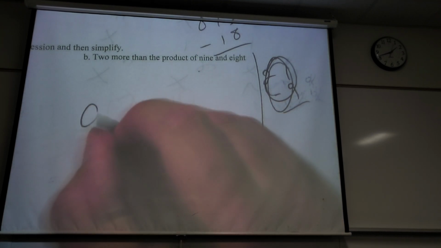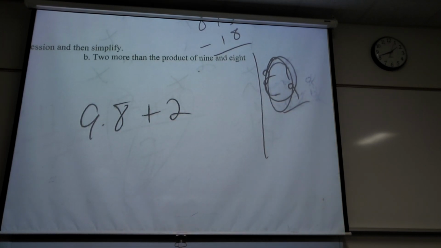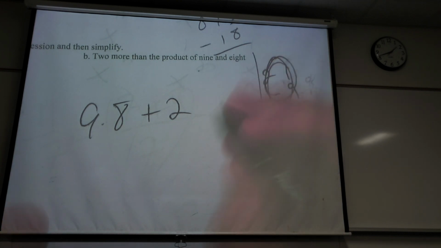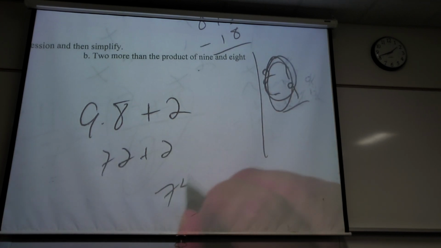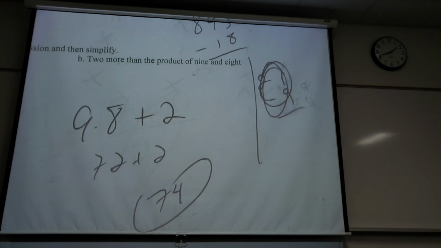So the product of 9 and 8 is 9 times 8. 2 more than that is this. You could have written it the other way, 2 plus. So 72 plus 2 is 74. Bam! I like it. All right.